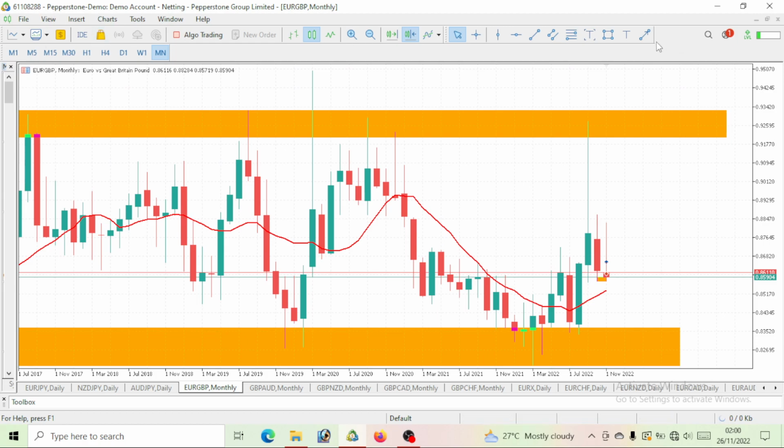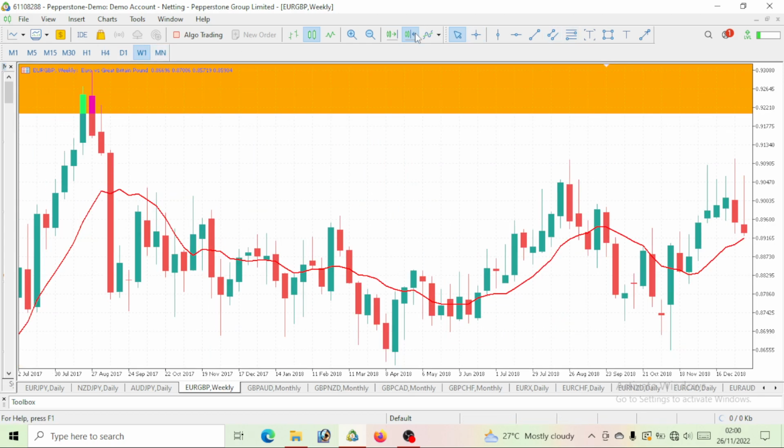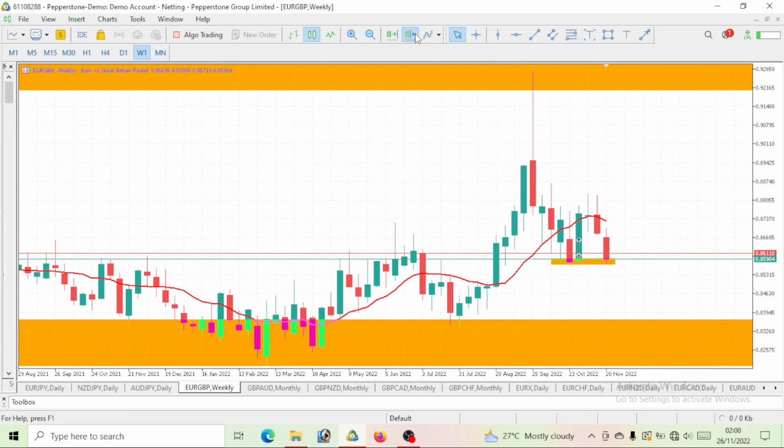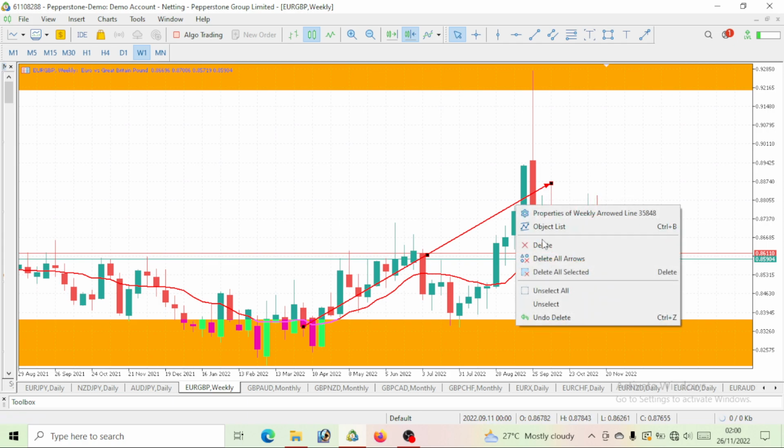Let's include the weekly because we want to know where this price will be moving this week. To understand this week's movements, we will take a look at this moving average here, which is the 10 period moving average. It will guide us. Now we all know the rules. Once the price is above the moving average, then we have to buy. We can see that this price has been above the moving average, so this is one of the reasons why we are going long. It is time for us to buy.